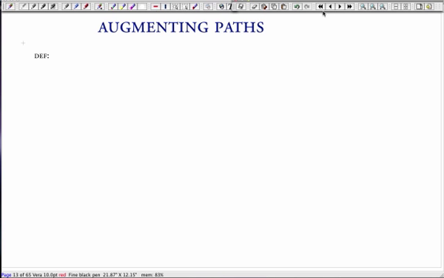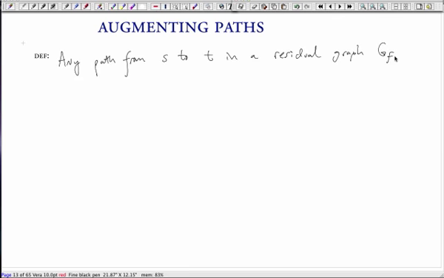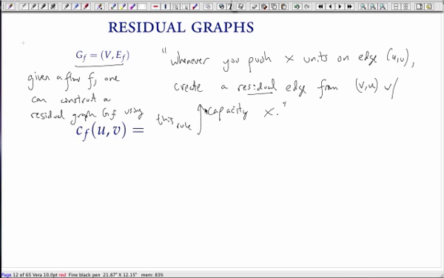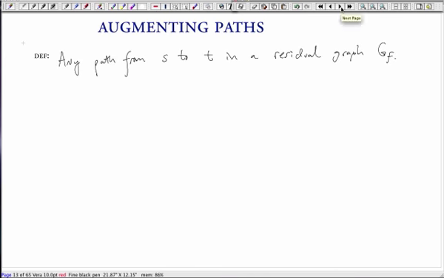And of course that leads to the notion of an augmenting path. For any flow that you currently have, any legal flow that you're currently working with, you can use that rule and come up with a residual graph G_f. And essentially an augmenting path is any path from S to T in some residual graph that you have.